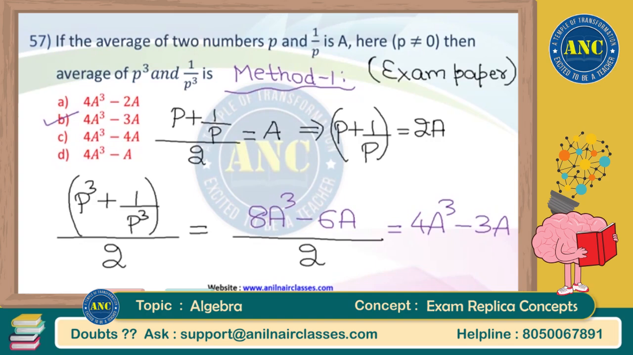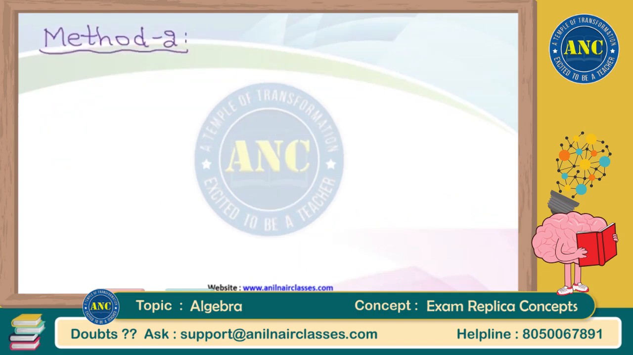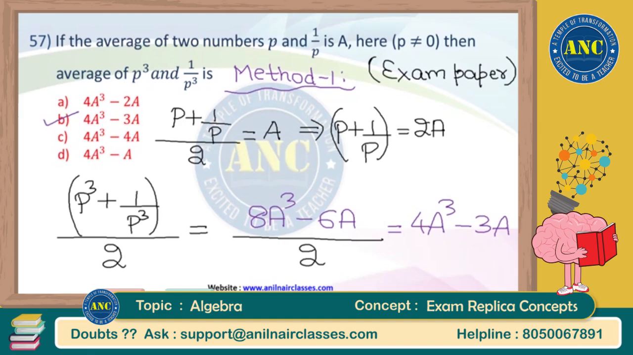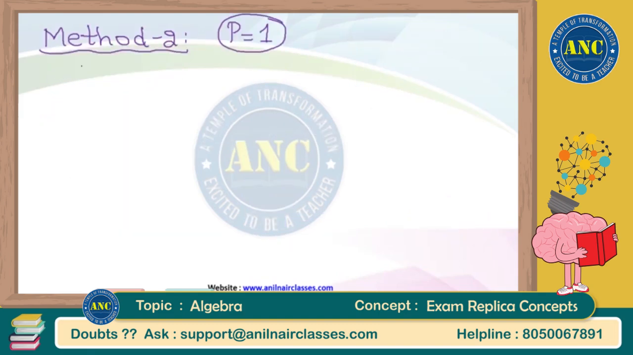Now see here, instead of solving by variables, put some numerical value. Suppose, for example, I put p value as 1. The question says the average of p and 1 by p is a. That means p value is 1, so 1 plus 1 by 1 divided by 2. This value is given in the question as a.